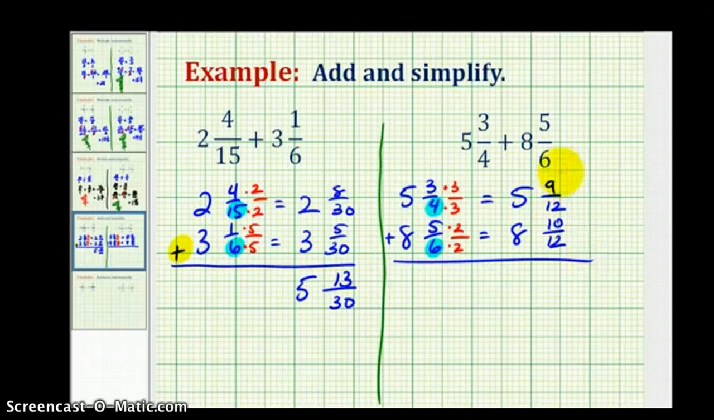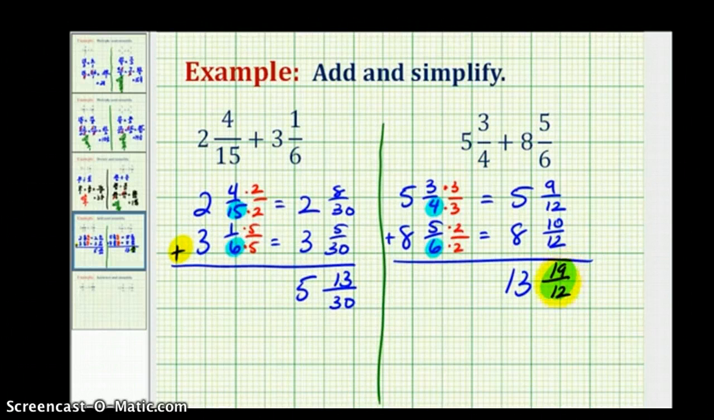So now we'll go ahead and add, starting with the fractions. Again, we have a common denominator, so we'll add the numerators. 9 plus 10 is equal to 19. And here we have 5 plus 8, which is equal to 13. So this is the correct value of our sum, but it's not in the correct form. We can't leave a mixed number where the fraction part is an improper fraction.